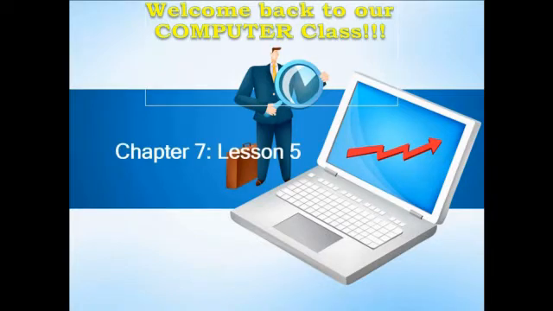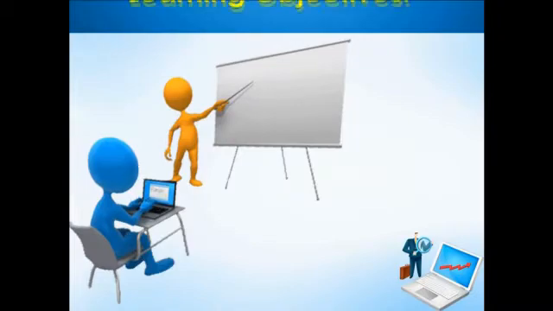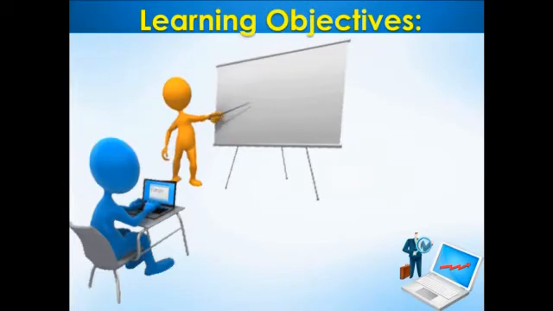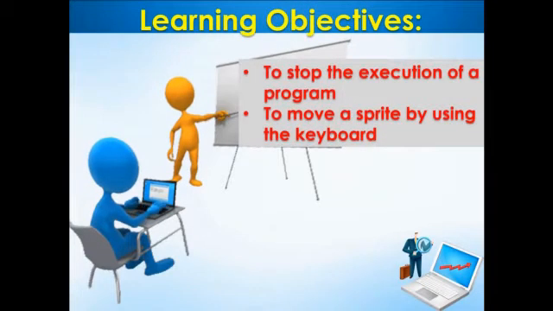We are now in Chapter 7, Lesson 5, and it's about the condition if. This lesson can be found in your textbook, page 76. And here are the objectives of our today's lesson. The objectives are: first, to stop the execution of a program, and the second one is to move a sprite by using the keyboard.